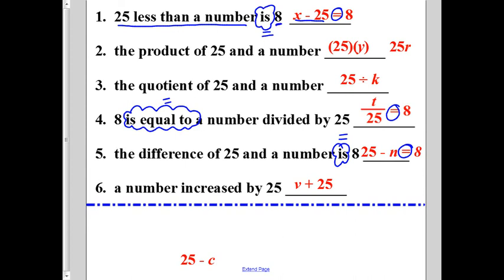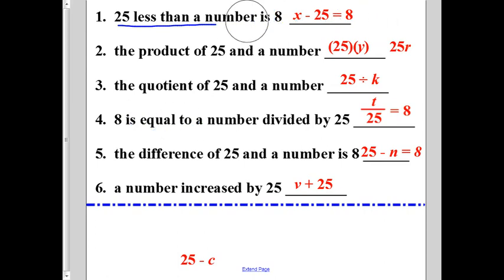Now notice this one down, number 4, technically speaking, we might say you really could write 8 is equal to a number divided by 25. We're not really wrong to write it the way it was in the red there, because really those are just the same equation, just switched around backwards, and that's okay to do too. Also notice that number 2, there were two different ways that we were given that we could write that multiplication. There's other ways we could write it too, but those are just the two correct examples that were given.